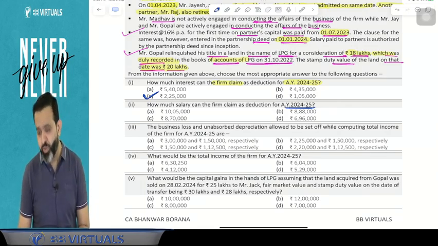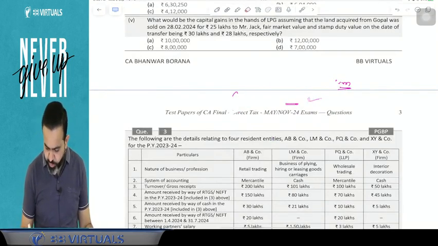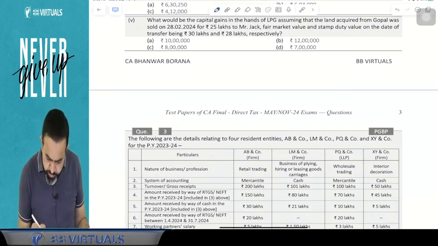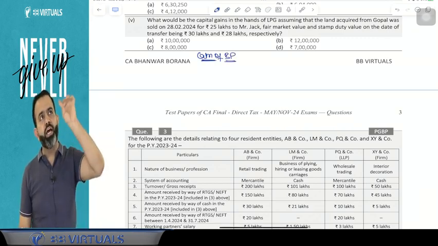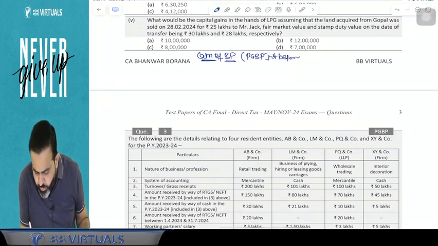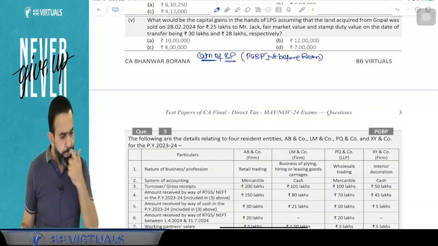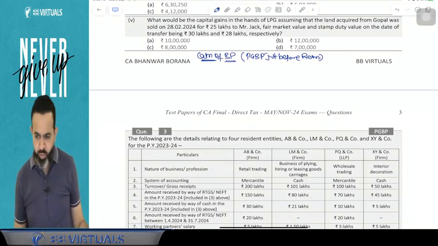First, we will calculate the book profit. So all people pay attention. Here I am going to calculate the book profit. And how to calculate the book profit? I have mentioned that book profit means just calculate the PGBP income just before remuneration. So PGBP income just before remuneration is called your book profit.